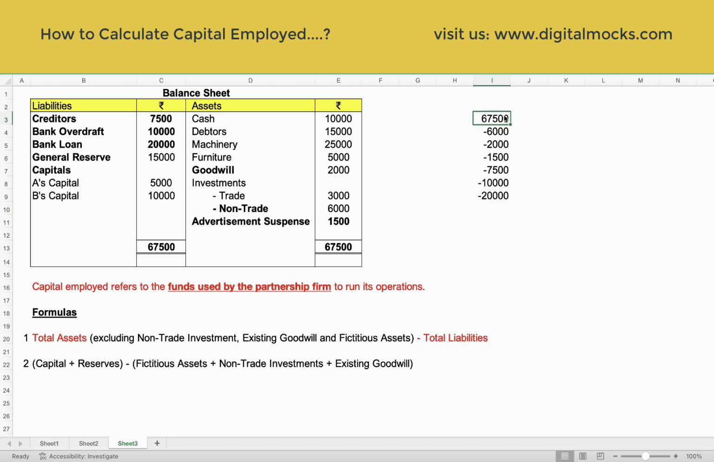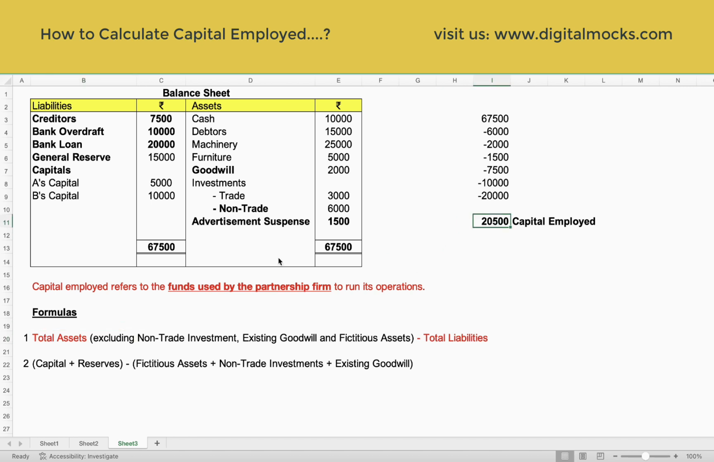So total assets excluding non-trade investment, goodwill and fictitious assets. Okay, and then from the remaining assets I have to subtract total liabilities. These two are current liabilities and 20,000 is a bank loan, that is non-current liability. So now let's see what figure we are going to get. So that is the amount of capital employed. So this is our capital employed, right? So this is the first formula. So we got this capital employed with the help of this first formula.